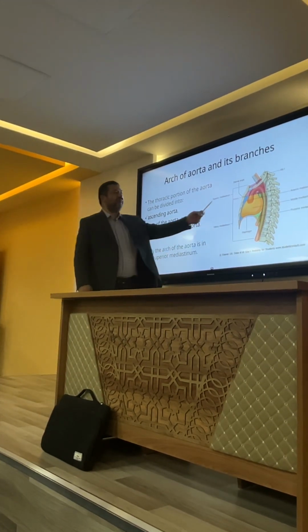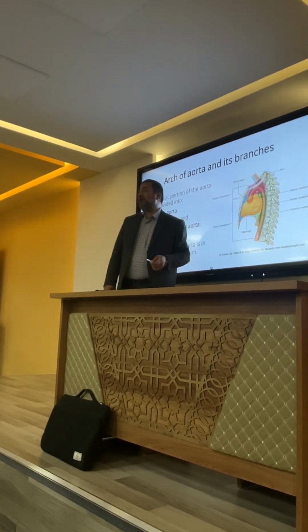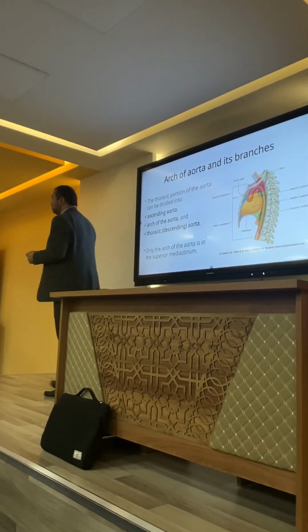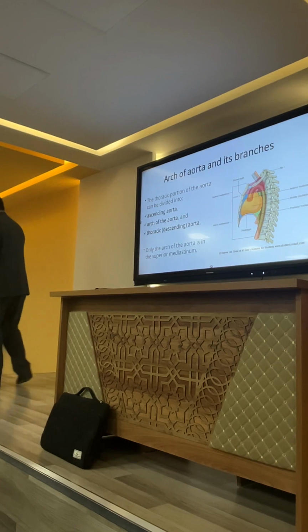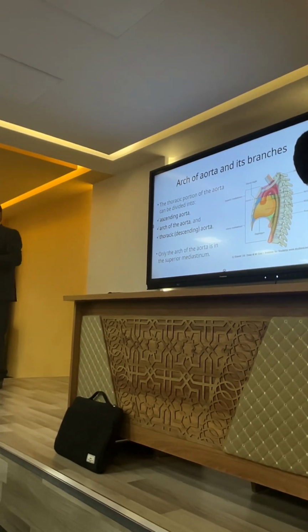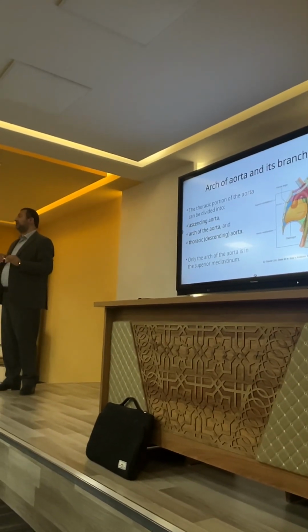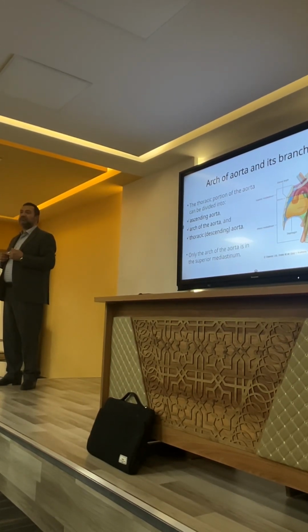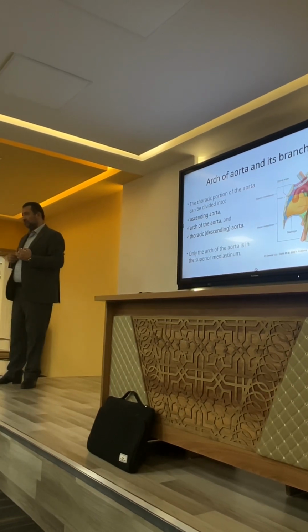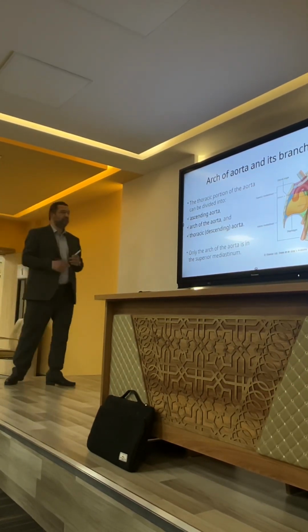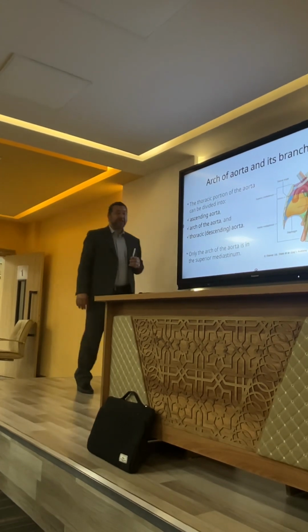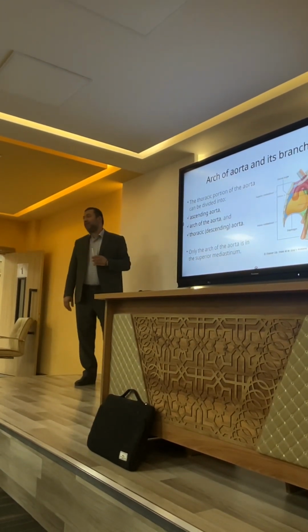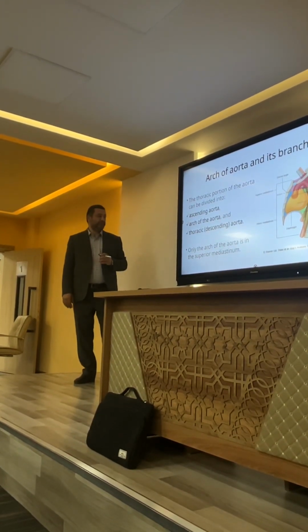Here is arc of aorta. Beginning of arc of aorta is at the level of sternal angle, and end point of the arc of aorta is at the level of sternal angle or intervertebral disc between T4 and T5. Yeah? And I told you there are three branches from convexity of the arc of aorta.